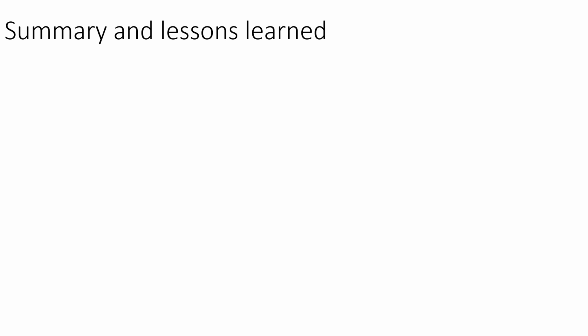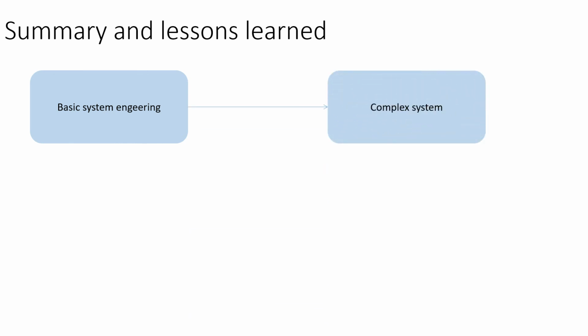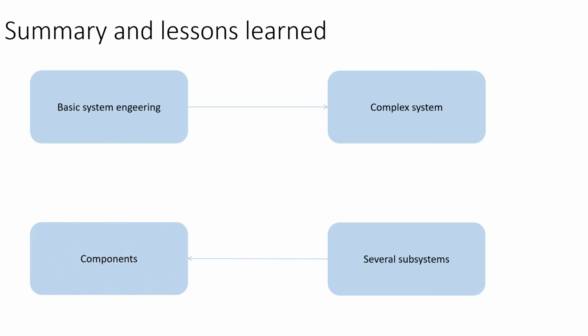The last is summary and lessons learned. So we use systems engineering to analyze the whole big complex system in this topic. So I have learned the basic systems engineering theory through this course. And we know at first this is a complex system. We need to divide it into several subsystems, and through the subsystems we can divide them into components that meet the requirements of each subsystem.